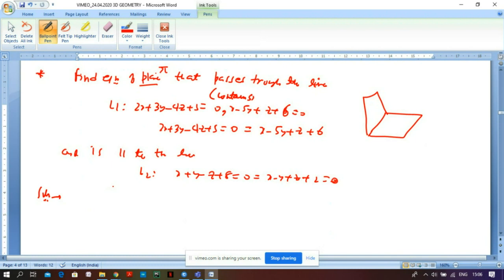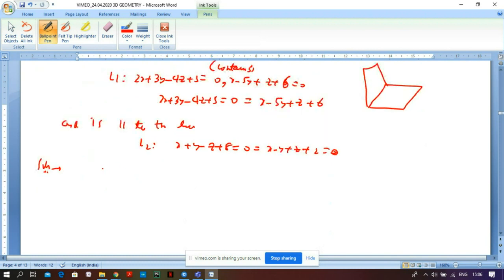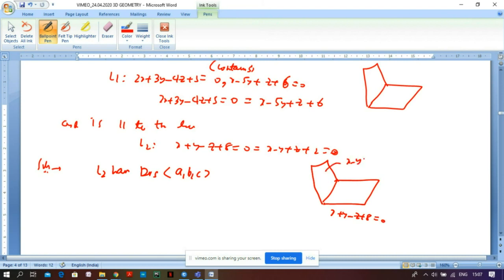So let L2 have direction ratios a, b, c. That's the first thing you often do. If L2 has DRs a, b, c, then I can find them. It so happens that these two are planes. To make it clear, x plus y minus z plus 8 equal to 0 and x minus y plus z plus 2 equal to 0. So they have got one line here.